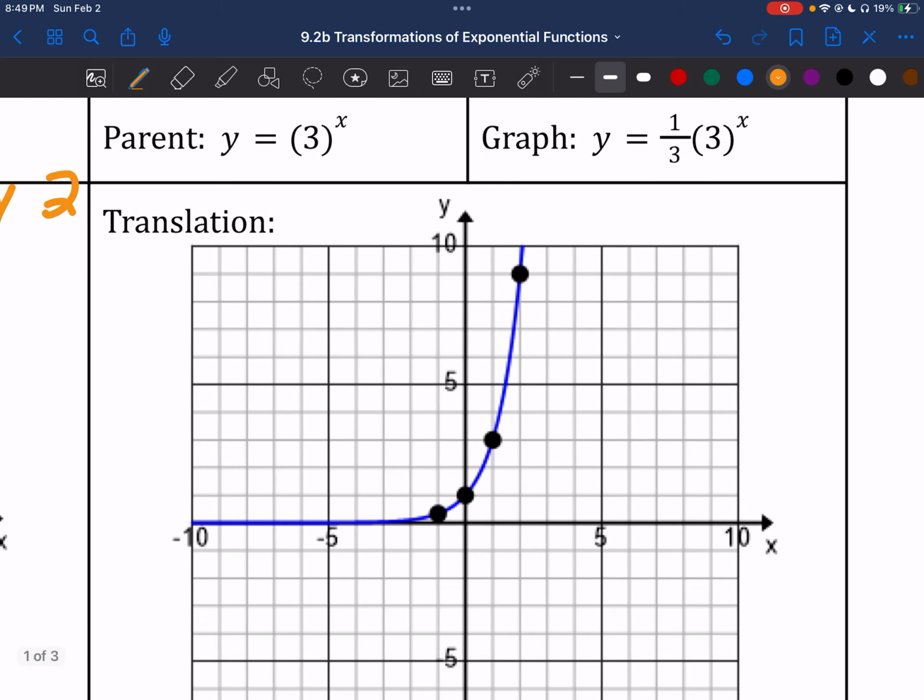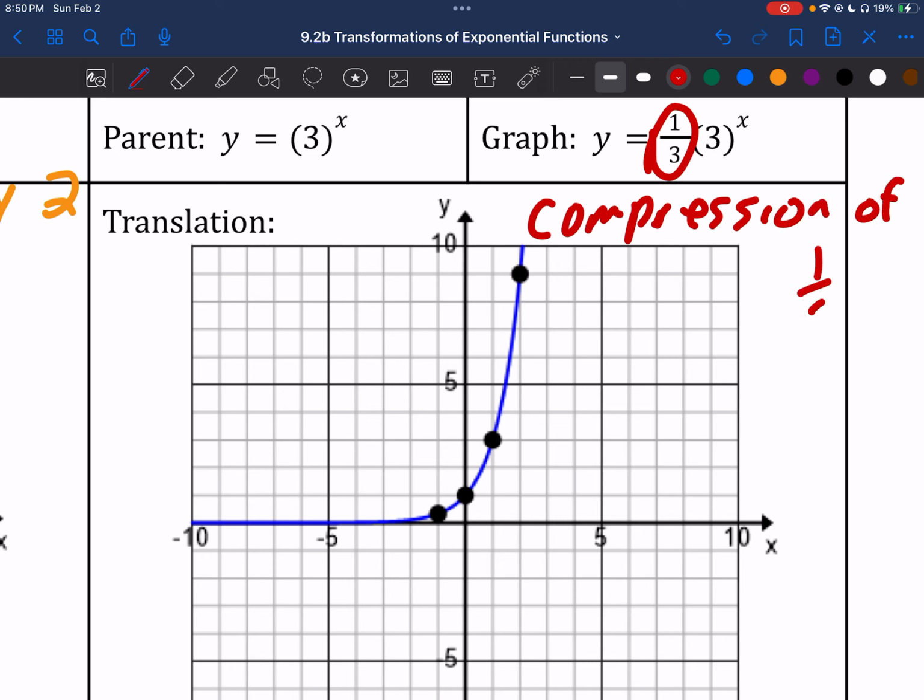All right, and our next one. So we've got y equals 3 to the x power again. That is our parent function. And we are going to be multiplying it by a factor of 1/3. And that is going to be a compression of 1/3. Essentially we are dividing our growth by 3. So our graph is going to get closer to the asymptote.